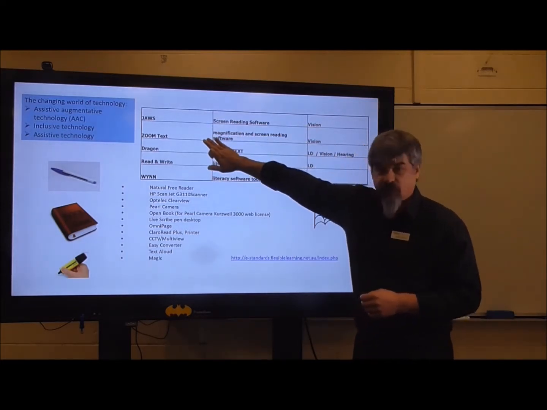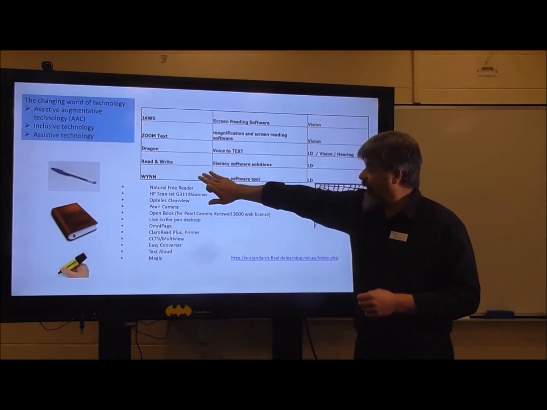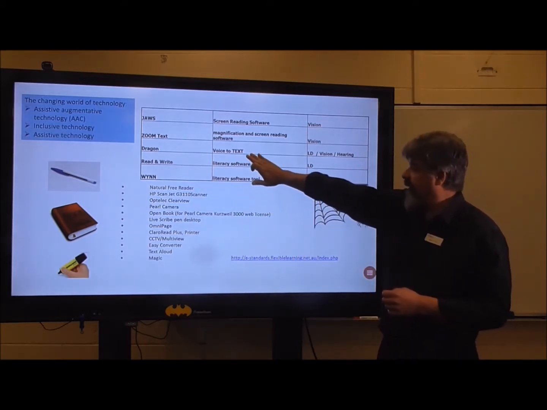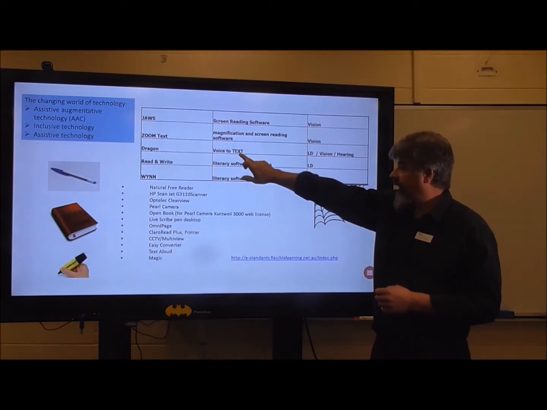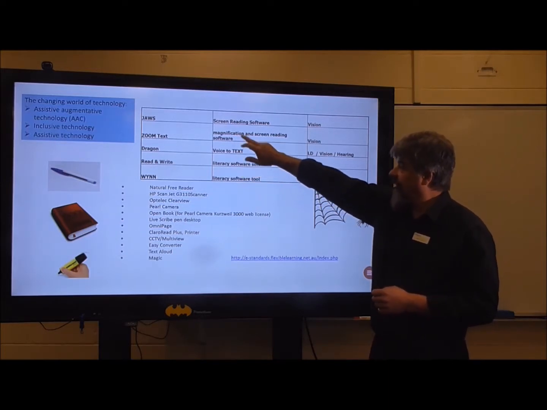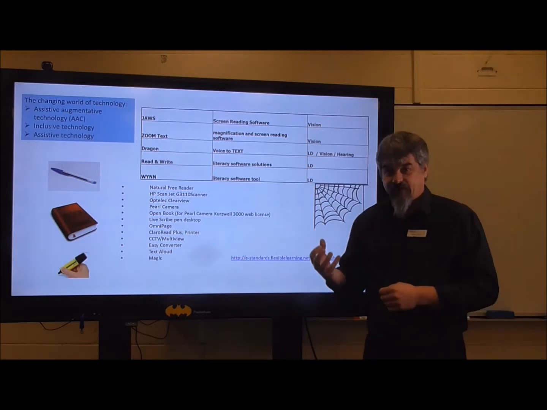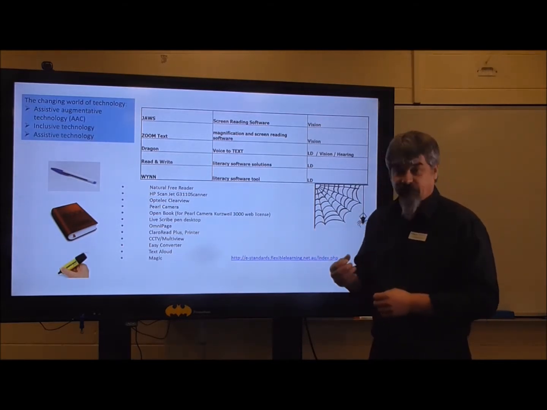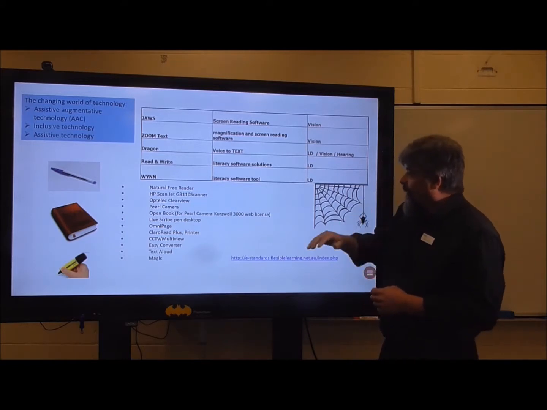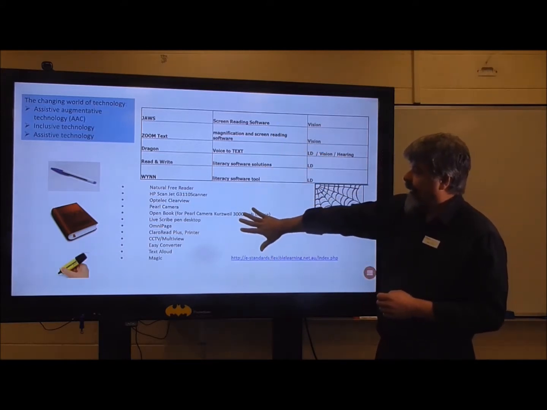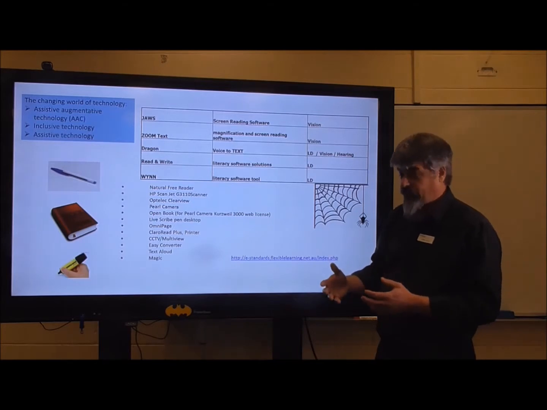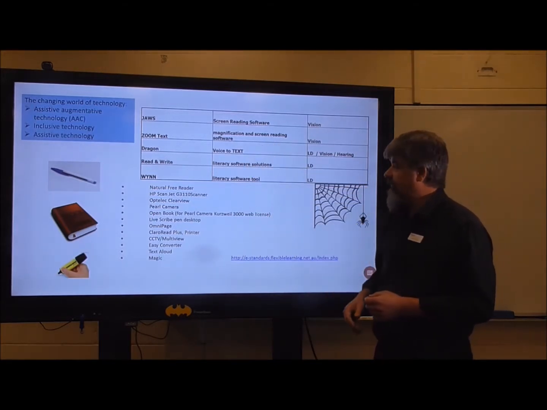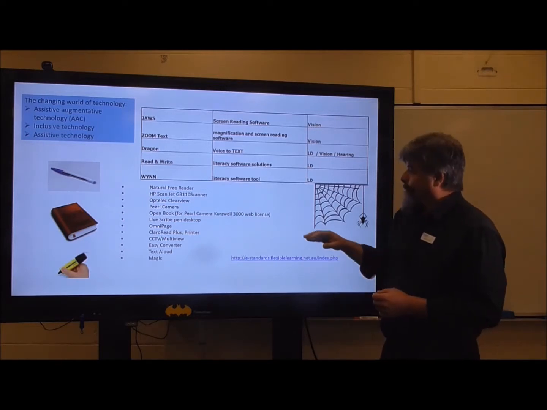We've got JAWS, ZoomText, Dragon, Read&Write and WYNN. WYNN is a literacy tool, and Read&Write is also a literacy tool. Dragon, most people have heard of, it's voice to text. And then JAWS and ZoomText are around visual enhancement, screen magnification and screen reading software. That's all really good, and this was 5 years ago. To tell you the truth, most of this is still being used at university level.